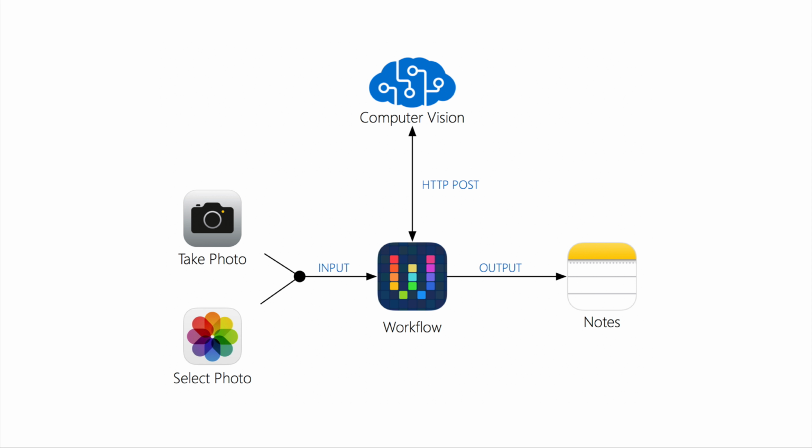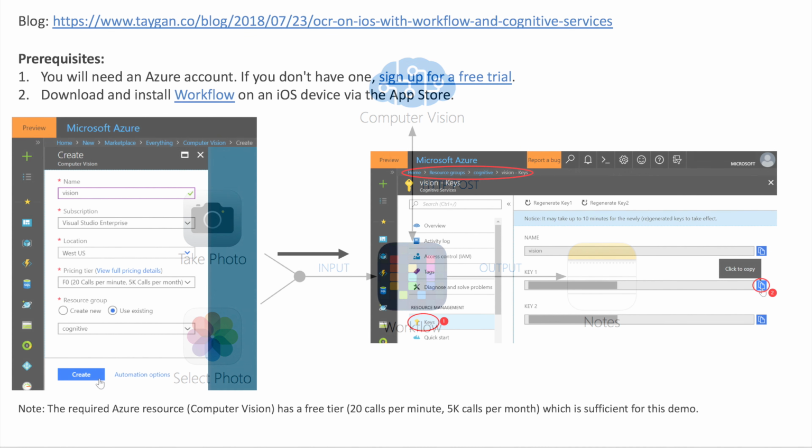In this video, I'm going to show you how you can build an OCR, an optical character recognition program, using Workflow. So the image shows a high-level overview of how we're going to take an input from either the camera or the photo gallery, use cognitive services to process that image, and then send the output to Notes.